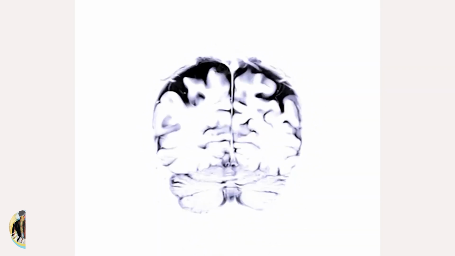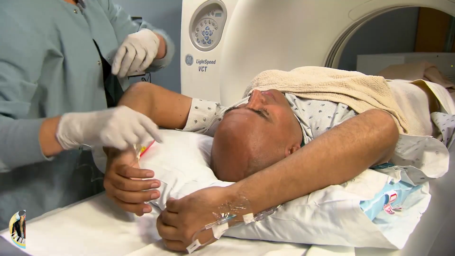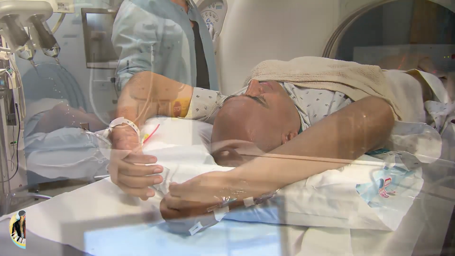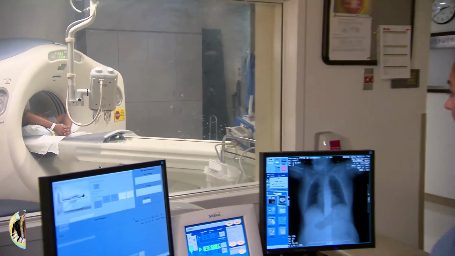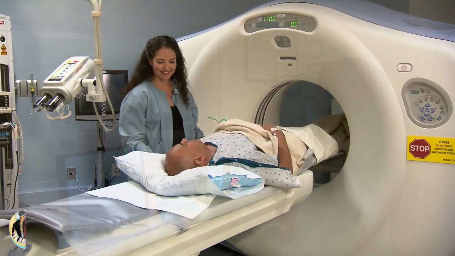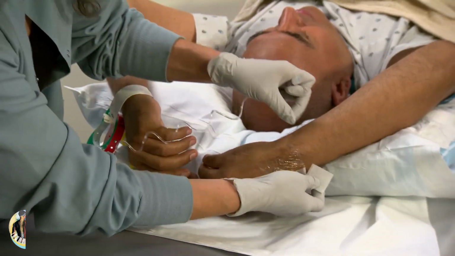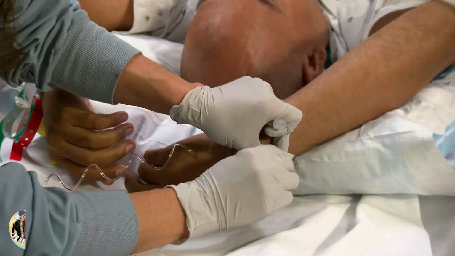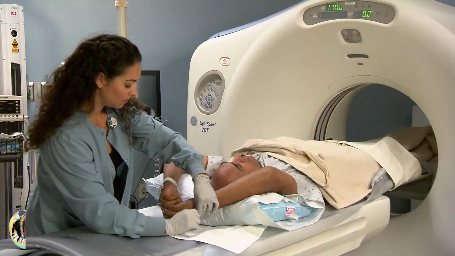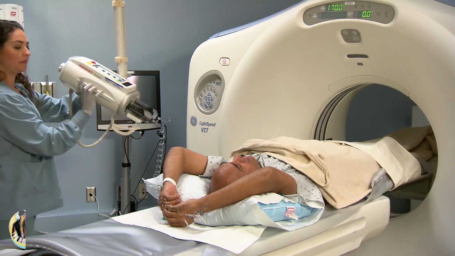CT scan with contrast is another non-invasive diagnostic imaging test that uses X-rays to create detailed images of the brain and spinal cord. The contrast material used in a CT scan helps to highlight the abnormal connection between the cerebrospinal fluid space and the venous system.